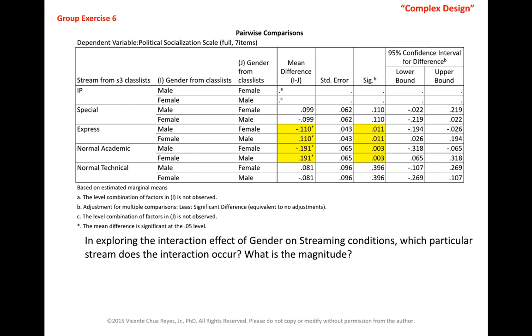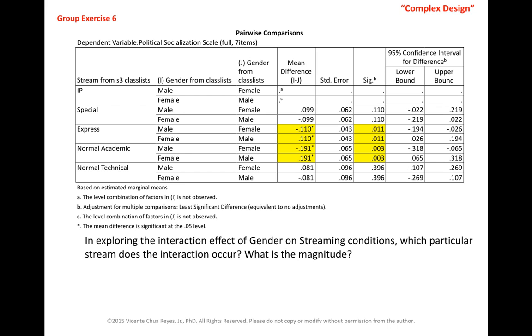So the omnibus test tells us that there's an interaction effect between gender and streams, but it does not tell us where exactly this occurs. We do the post hoc test, the tests after the fact. That's what it means, post hoc, POST-HOC, after the fact. And the post hoc test here, this is a Bonferroni post hoc test, tells us that the differences are in the express stream and the normal academic stream.